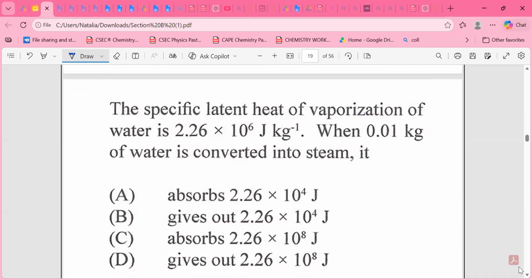Specific latent heat of vaporization of water is 2.26 times 10 to the 6 joules per kilogram, when 0.1 is converted to steam. So when you are boiling, you're absorbing energy. So divide this by 0.1. So the answer would be A.